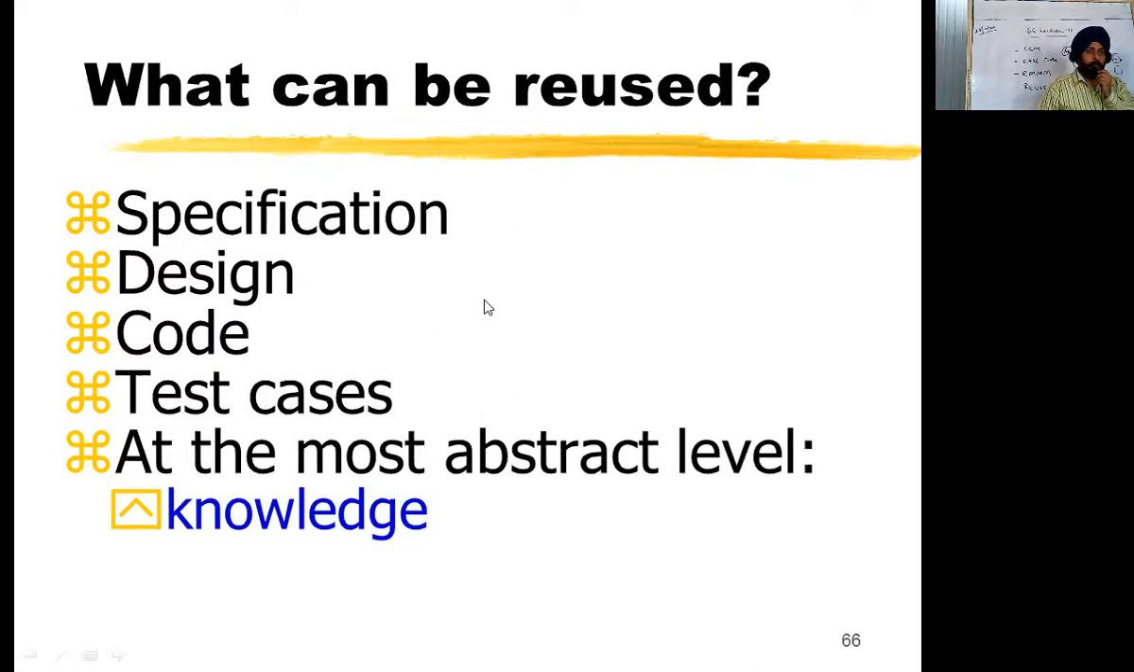So any component of the different phases of your software development life cycle can be reused. It is not that you can only use the components of a particular phase. You can make use of the components of the different phases.